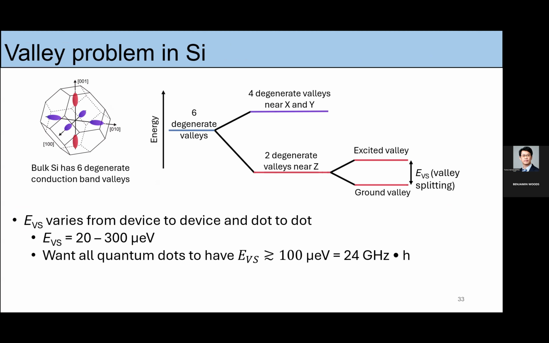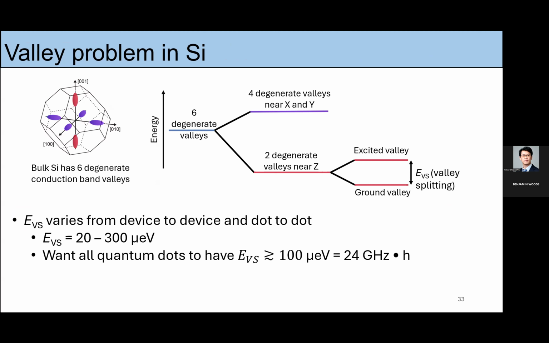There's also a large energy range over which experiments find it. They find that anywhere up to 300 microeV. I wrote here when I wrote the slide, it was down to 20, but now you can actually go all the way to 0. So there are actually regions where the valley splitting vanishes. And if you could wave a magic wand and just get rid of this or make the valley splitting some nice value to shoot for, you'd try to get it around 100 microeV, okay, which corresponds in frequency to 24 gigahertz.